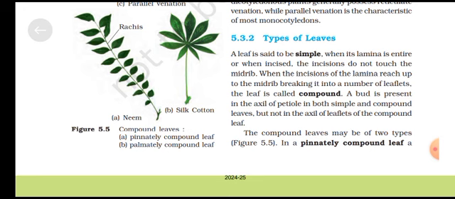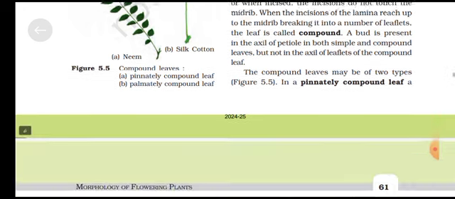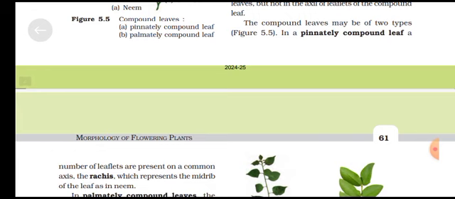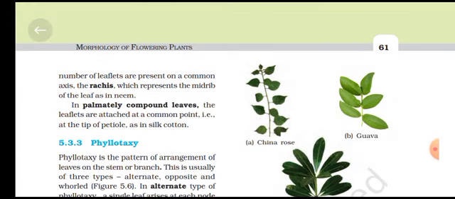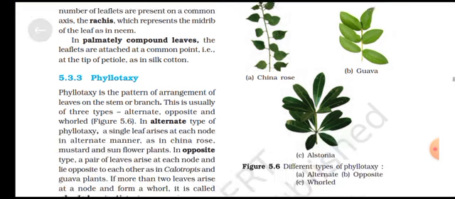The compound leaf may be of two types. In a pinnately compound leaf, a number of leaflets are present on a common axis, the rachis, which represents the midrib of the leaf. In a palmately compound leaf, the leaflets are attached at a common point, that is, at the tip of the petiole, as in silk cotton. Phyllotaxy.